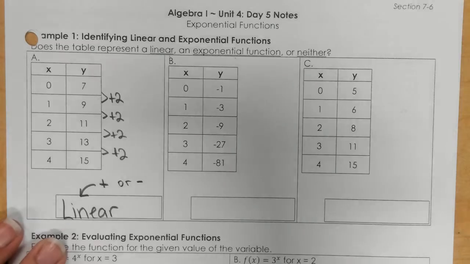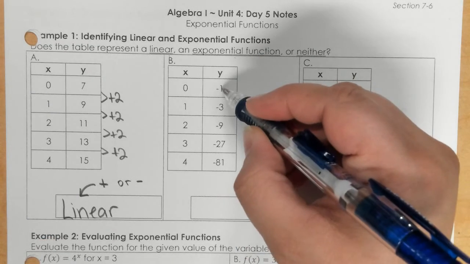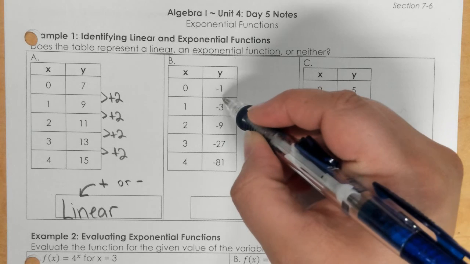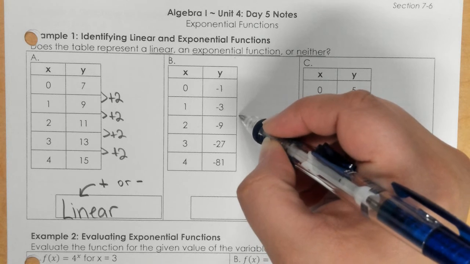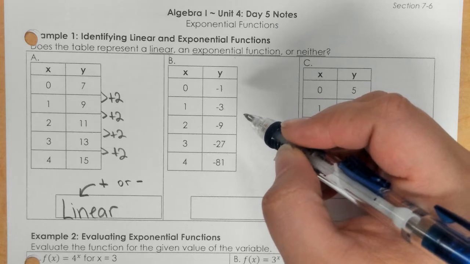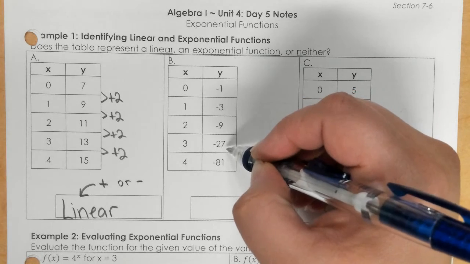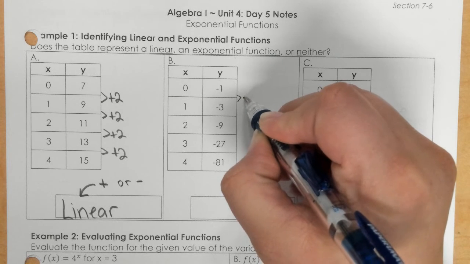In part B, I check and I try to decide, okay, if I go from -1 to -3, how would I have gotten there? And I could have done like a -2. But if I do -3 minus 2, I can't get to -9. So is there another relationship between -1, -3, -3, -9, -9, -27? And I would say, yeah, I would be multiplying by 3.